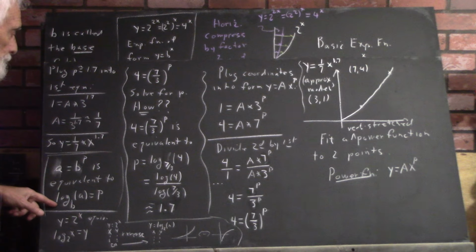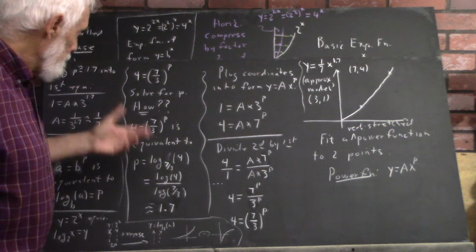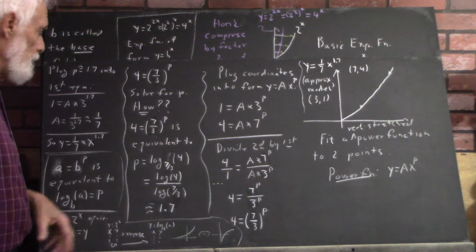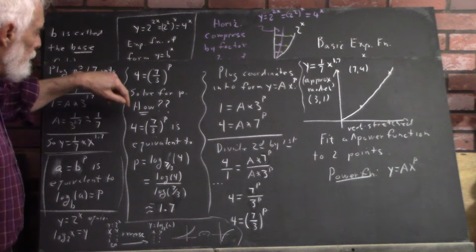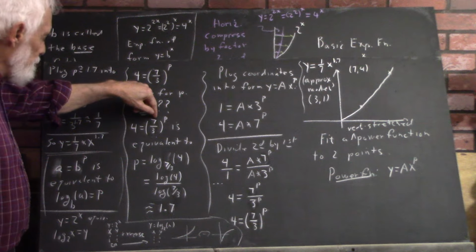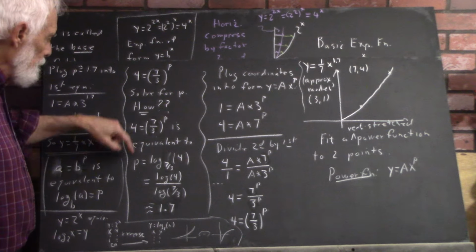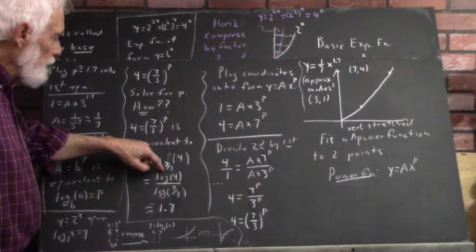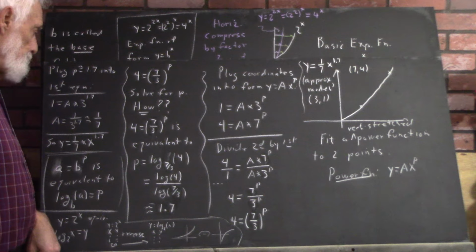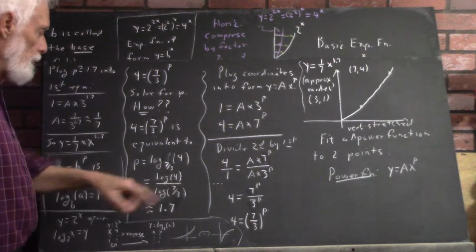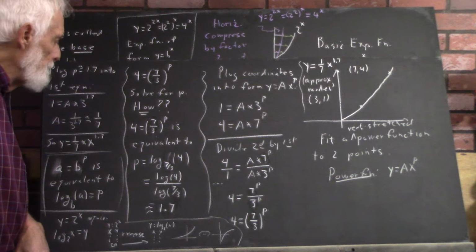Applying this rule, and you're not going to be expected to do this anytime real soon, but coming up in another couple of weeks, we see that applying this rule is equivalent to saying p is log base 7/3 of 4. Of course, that's the log of 4 divided by the log of 7/3.